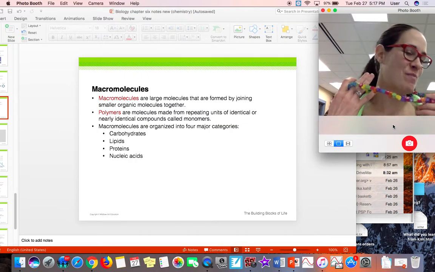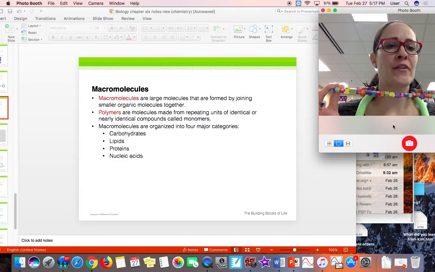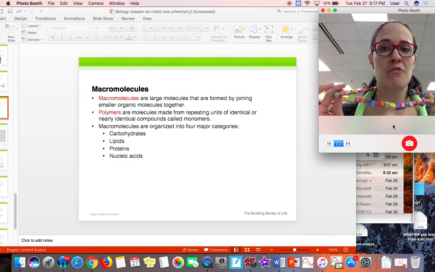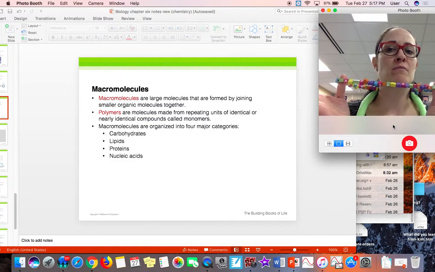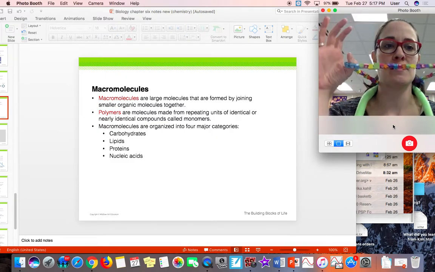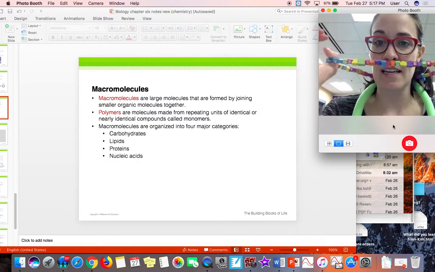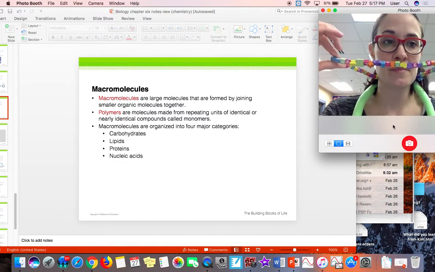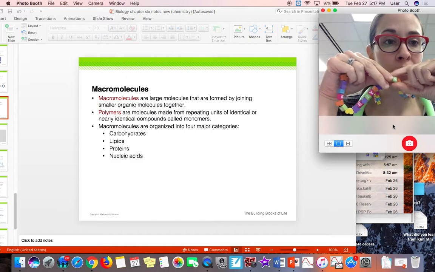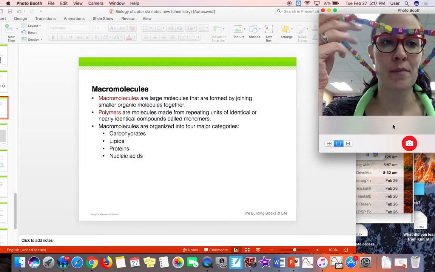I'm wearing a very beautiful necklace, okay? Think of a necklace as a macromolecule. Another name for a macromolecule, a non-specific name, would be a polymer. Polymers are molecules made from repeating units, that would be the beads in this case, of identical or nearly identical compounds called monomers. Okay, so here's a monomer, here's a monomer, monomer, monomer, monomer. Together, they make a polymer.